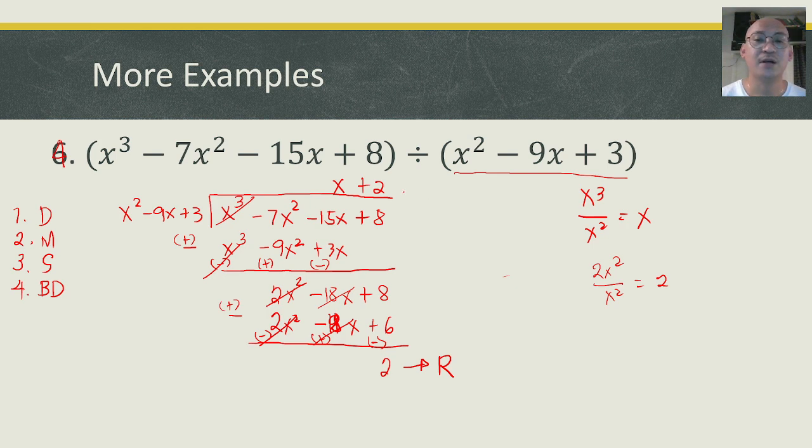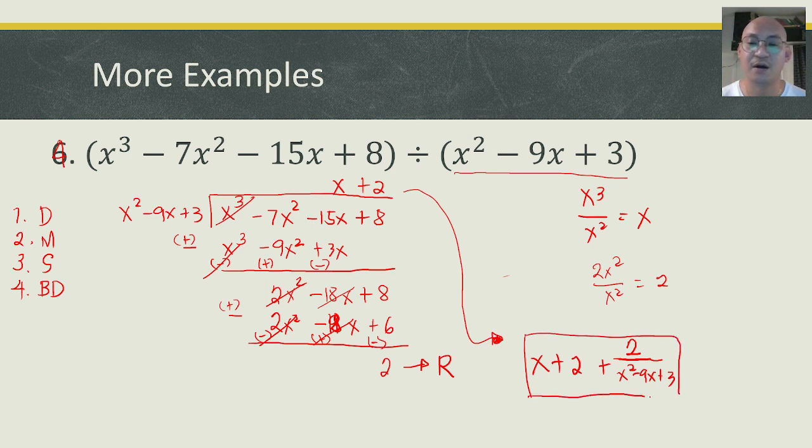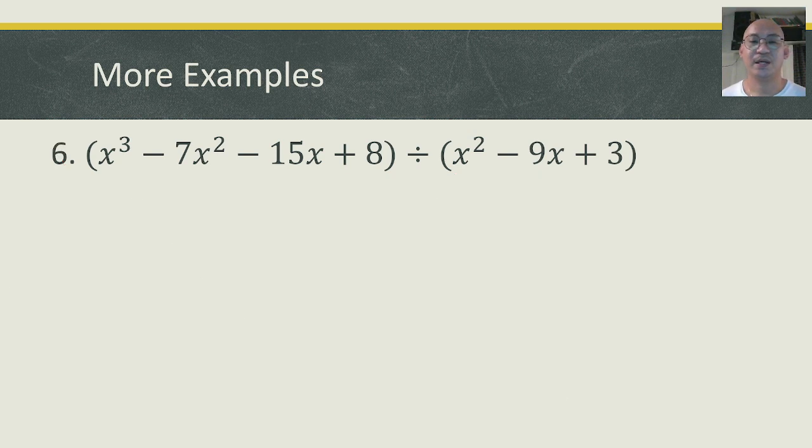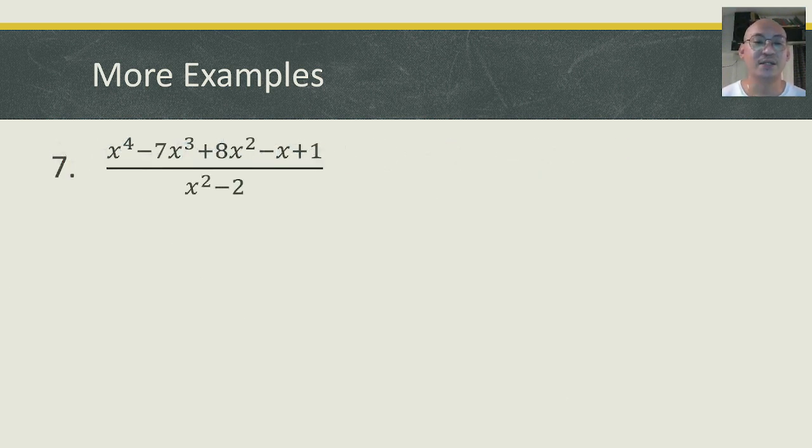So for us to write the quotient, this will become x plus 2 plus the remainder 2 over the divisor x squared minus 9x plus 3. And this is now the quotient of the polynomials. Let's try the next example. So just disregard the numbering.